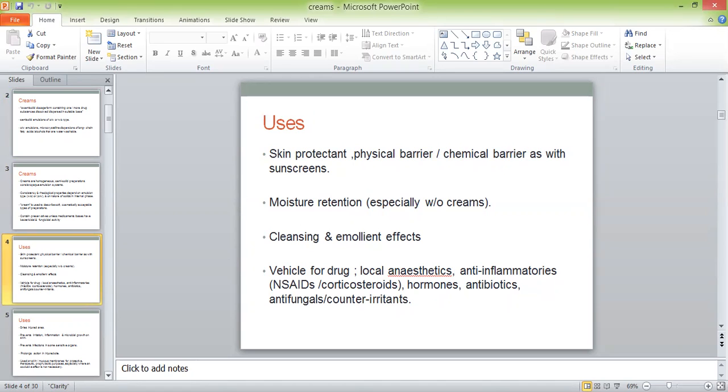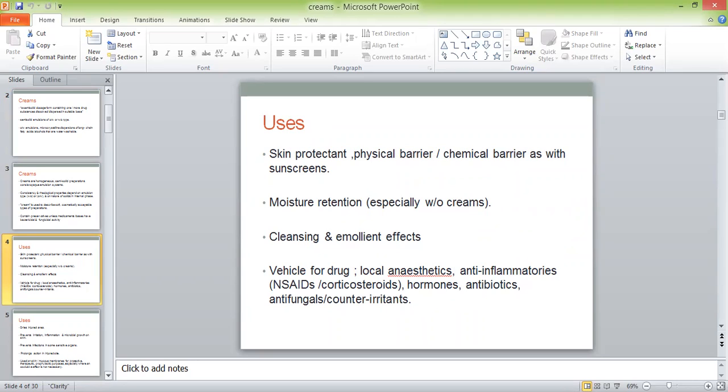And hence creams, they are used to prevent the dryness of the skin, itchy patchiness of the skin, and scaliness of the skin. So to remove the dryness of the skin, creams are used, and to make the skin more soft and soothing, creams are used.